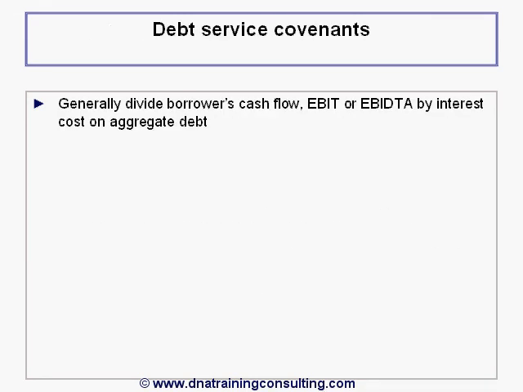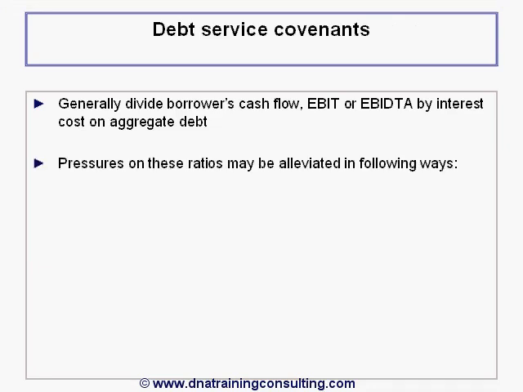Debt service coverage ratios generally divide the borrower's cash flow, or EBIT, or EBITDA, by the interest cost on the borrower's aggregate debt. Pressures on these ratios may be alleviated in the following ways.